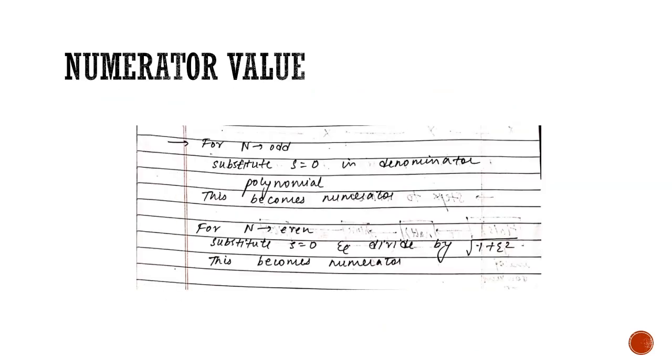Coming to the numerator value. Here, if n is odd, that is the order is odd, we substitute s equal to 0 in the denominator polynomial, and that becomes our numerator. And if the order n is even, we substitute s equal to 0 and divide it by root over 1 plus epsilon square, and that becomes our numerator. And therefore we have a complete transfer function H(s).